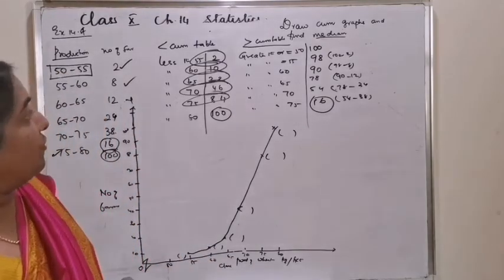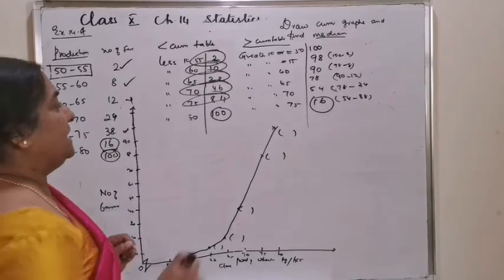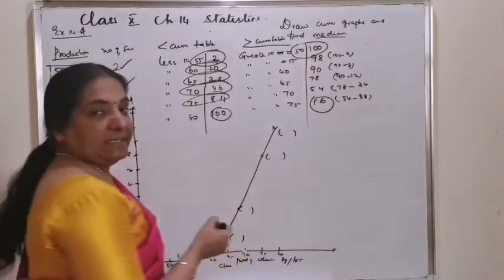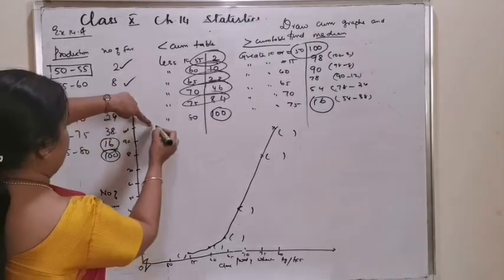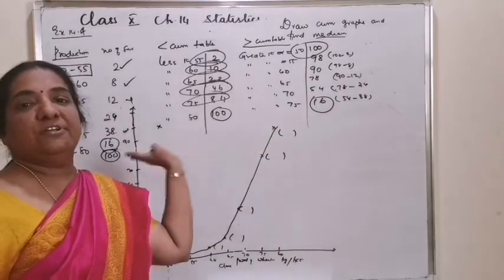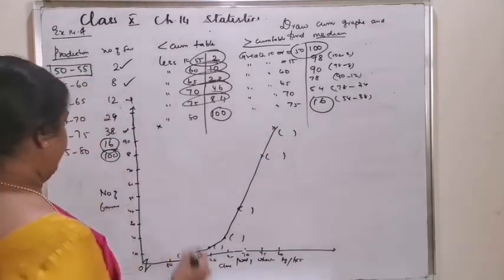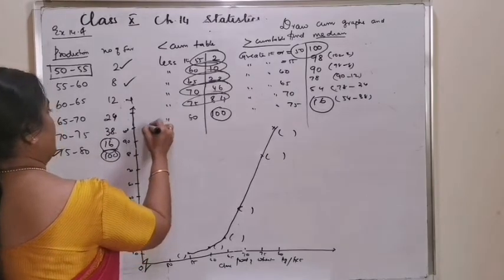The next is for the greater than cumulative table. Greater than 50, it is 100. You can see that is a falling graph. The earlier one will be a rising curve, and this will be a falling curve.